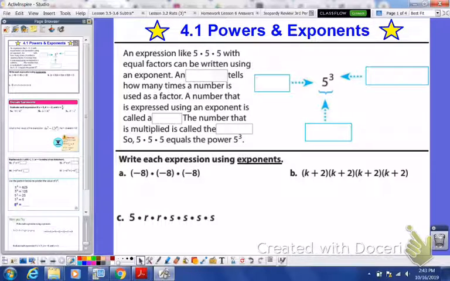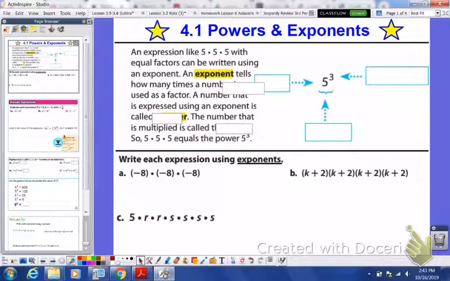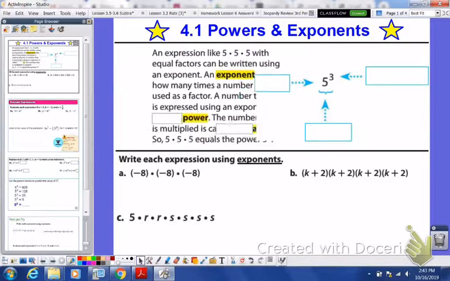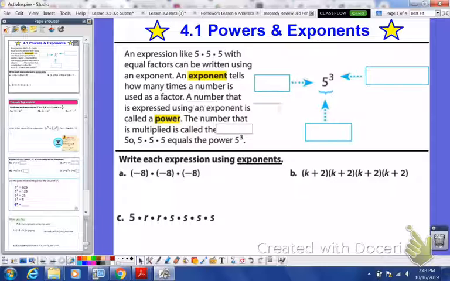So if we take a look at our notes here, we have an expression like 5 times 5 times 5 with equal factors can be written using an exponent. So an exponent tells how many times a number is used as a factor. A number that is expressed using an exponent is called a power, and the number that is multiplied is called the base. So 5 times 5 times 5 equals the power of 5 to the third.